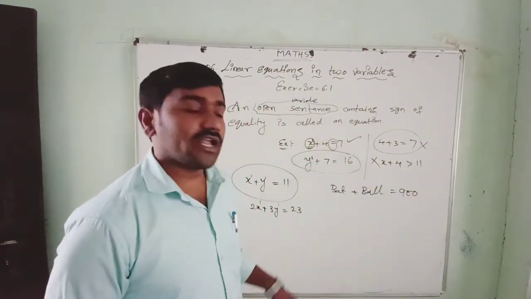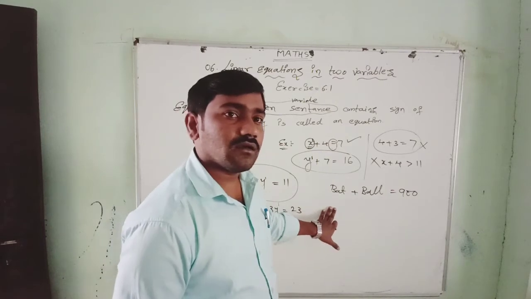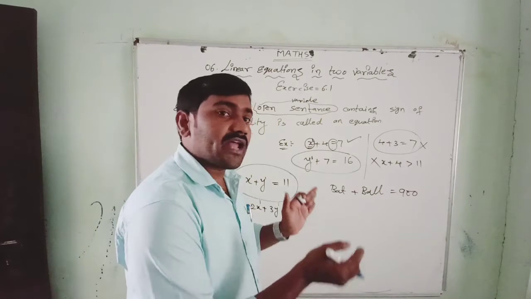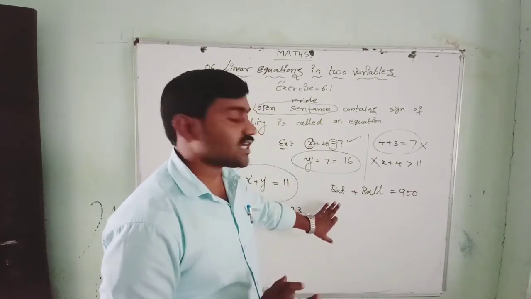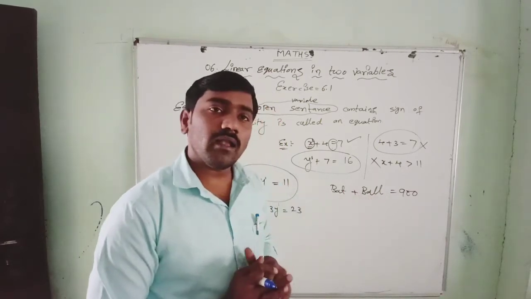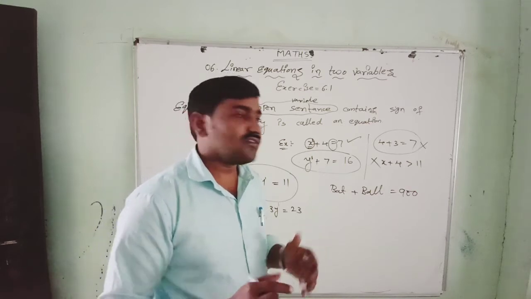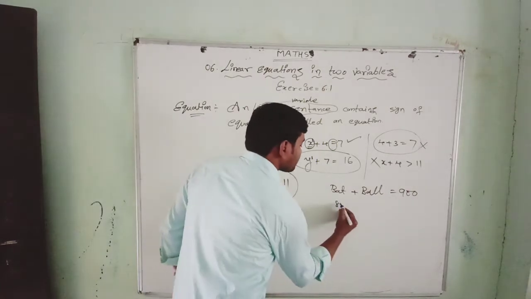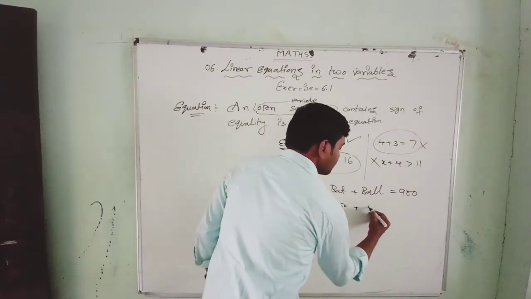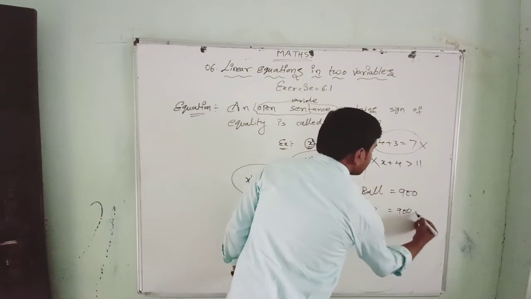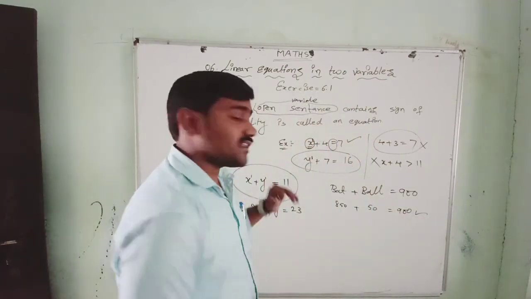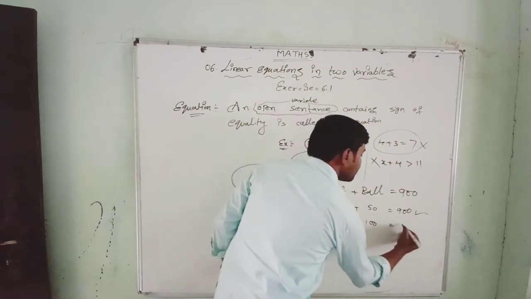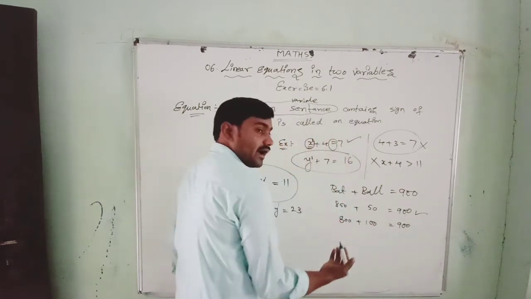Can you tell me the cost of one bat and the cost of one ball individually? Together the shopkeeper has taken 900 rupees. Some of you will say the bat costs 850 and the ball costs 50 rupees, which becomes 900. That is okay, but there is another chance also: bat may be 800, ball may be 100, which is also 900.